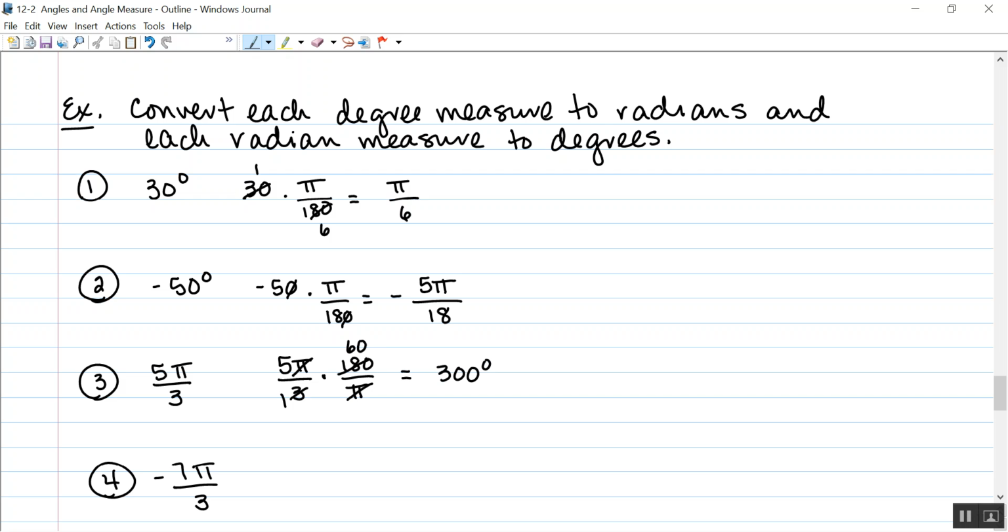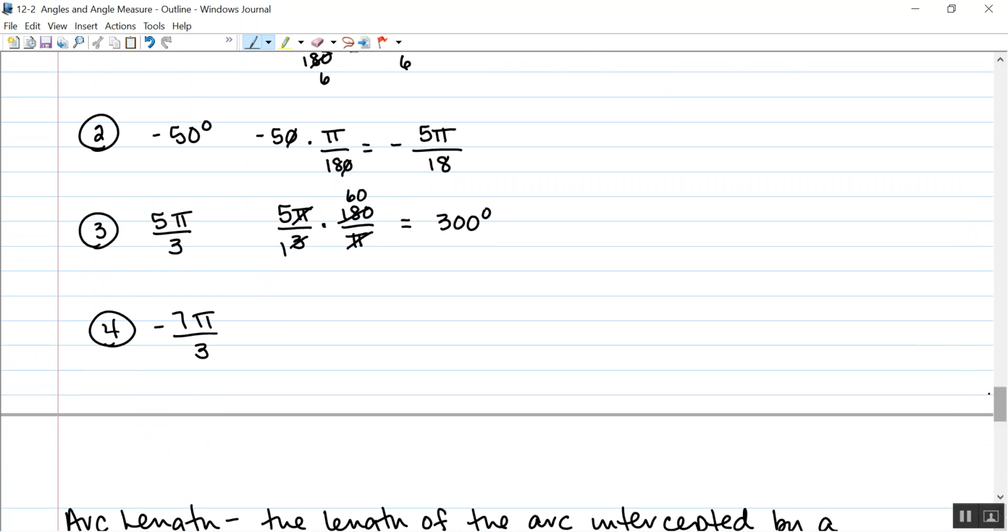And the same thing here for negative 7 pi over 3, multiply that by 180 over pi. My pi's will cancel. That'll turn into a 60, so that is equal to negative 420 degrees.